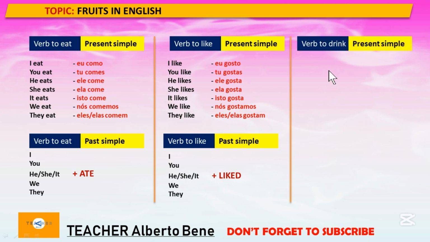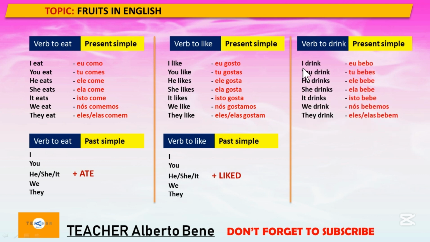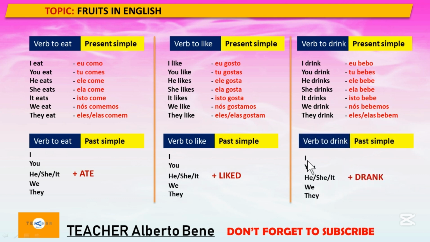Now let's conjugate the verb to drink in the present simple. I drink, you drink, he drinks, she drinks, it drinks, we drink, they drink. Now let's see in the past simple. I drank, you drank, he drank, she drank, it drank, we drank, they drank.